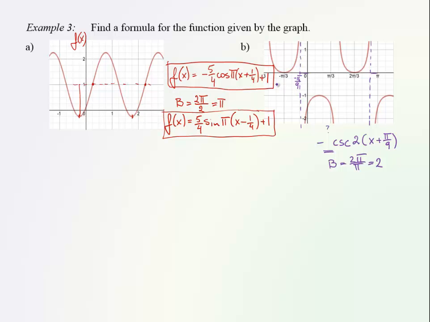And the midline looks like it's here. This point is negative 1/2, so we subtract 1/2 outside of the function. Now we still need to look at the amplitude. The amplitude is this distance, and that distance is 1/2 as well. So we write negative 1/2 cosecant 2 of x plus pi ninths, that's the input, minus 1/2 outside. So that's our f of x.